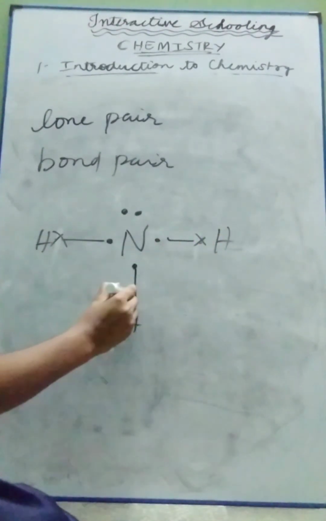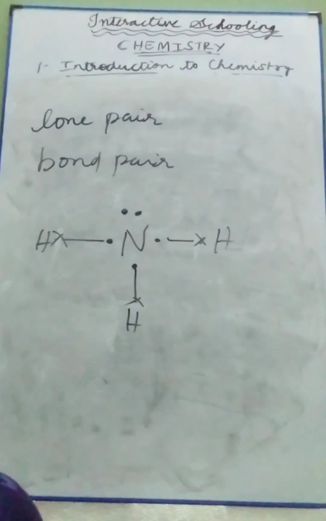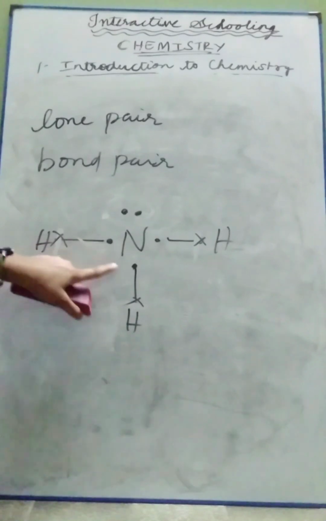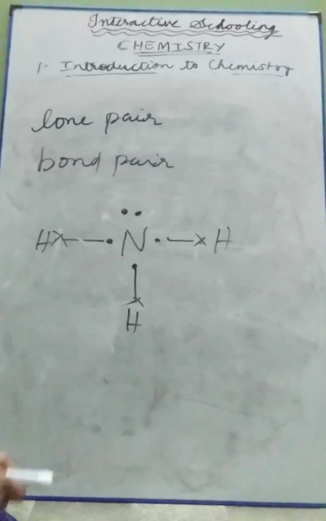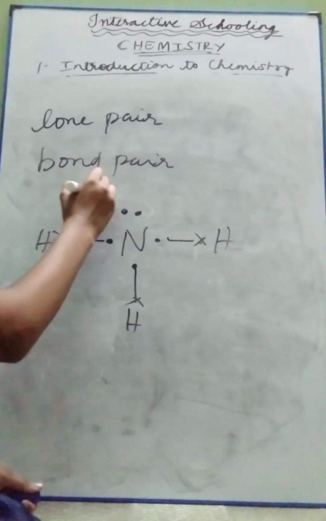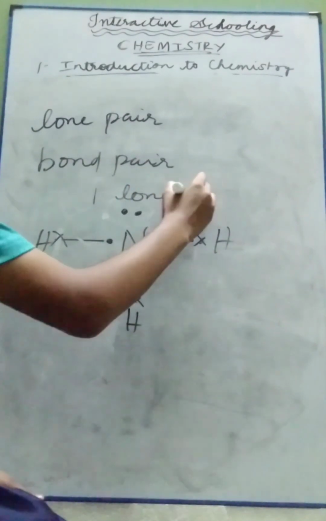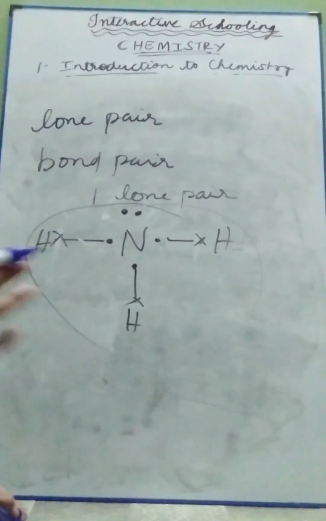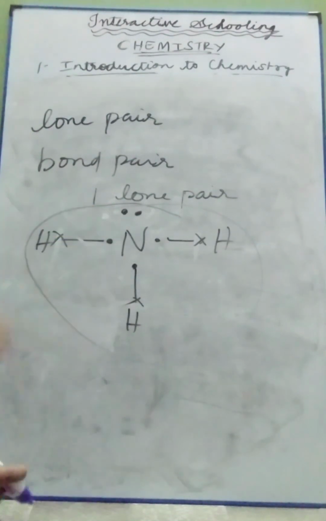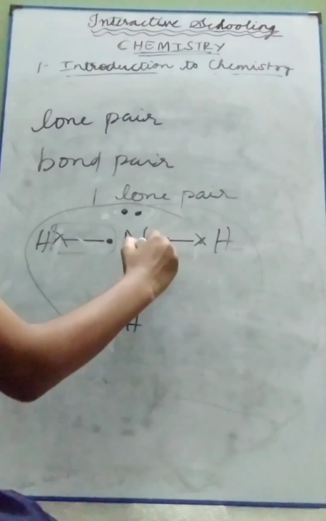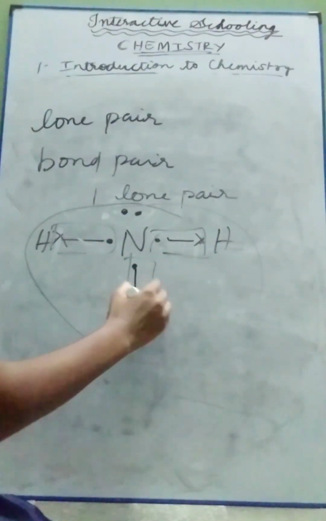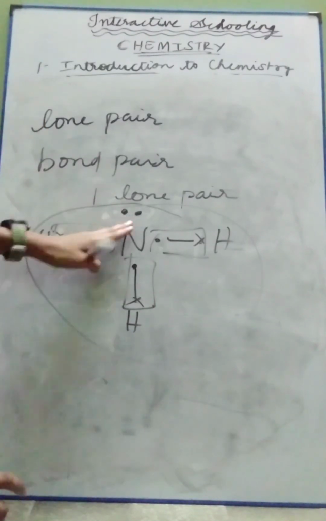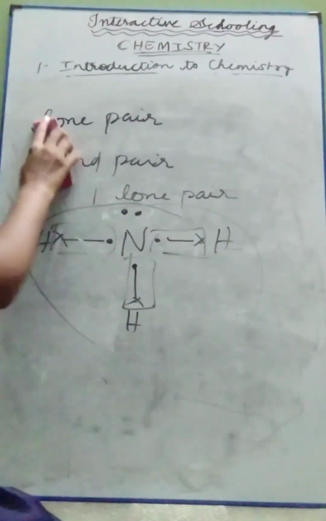So here what happens is these 2 are the lone pair and these are the bond pair electrons. So it has one lone pair. You have to take this molecule as a whole. So it has one lone pair and it has 1, 2, 3 bond pairs. So these are lone and bond pairs. I hope you understood what they are.